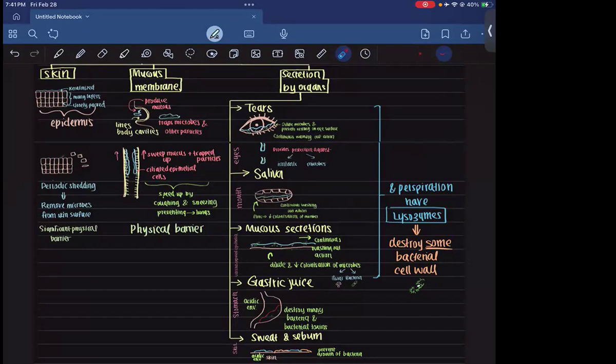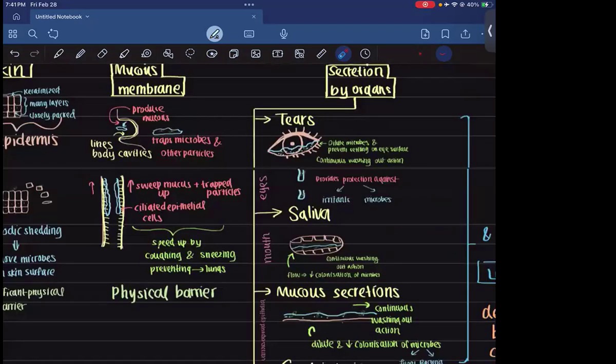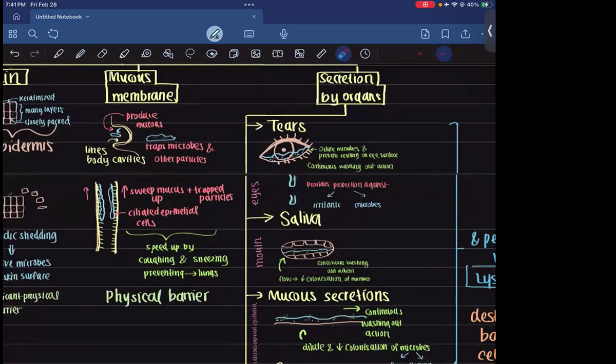Okay, so that's all about skin. Do you guys have any doubts up to now? Any doubts? Yes? No? Okay, then let's move on to the next one.